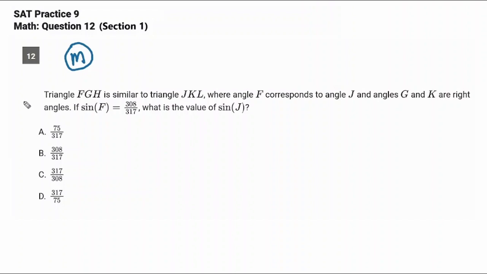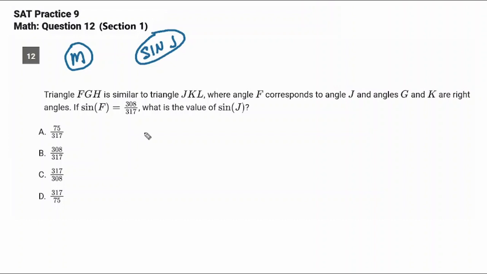Triangle FGH is similar to triangle JKL, where angle F corresponds to angle J, and angles G and K are right angles. If sine F equals 308 over 317, what's the value of sine J? So write down what you're looking for, circle it, and then where are these figures? They're not here, so you got to draw them.